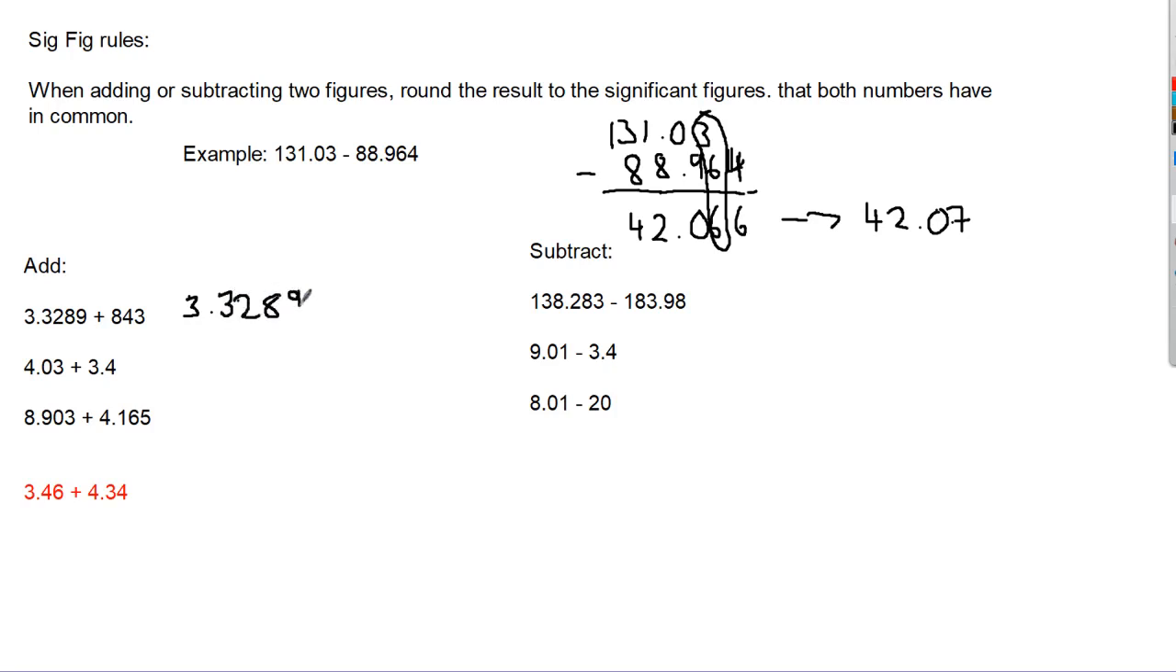So for example, 3.3289 plus 843, right? We're going to add them together. What's the significant figures that both numbers have in common to the right? Correct? This number. It's the only number that both significant figures have in common. So 846. We don't really need the 0.3289 because it rounds down to 846. That's our answer.